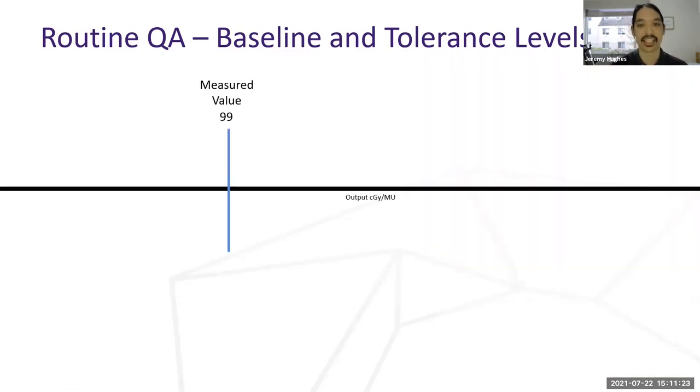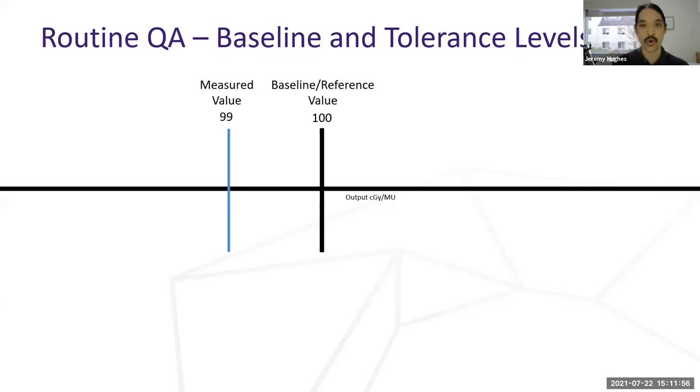Let's just say 99. So this is a nice linear scale. You've got output in centigray per MU. So you're measuring 99, and I guess the big question is, well, is that good? Is this an acceptable number? This is why you need your baseline. Your baseline value, the one that you got to reference and you set up your machine to, you've selected, and you know that that's 100.